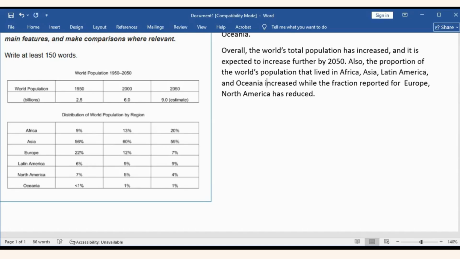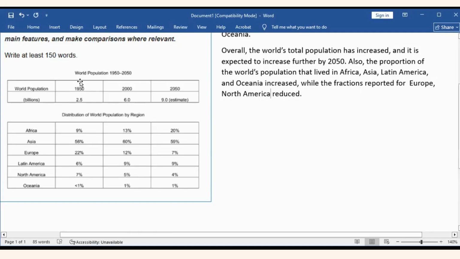So look at the sentence. Also, the proportion of the world's population that lived in Africa, Asia, Latin America, and Oceania increased, while the fractions reported, this one should be plural since we have two continents, while the fractions reported for Europe and North America reduced. I will not say as reduced because I'm looking at 1950 to 2000. Those two dates are in the past. We don't have a current date there, so we cannot say as reduced.